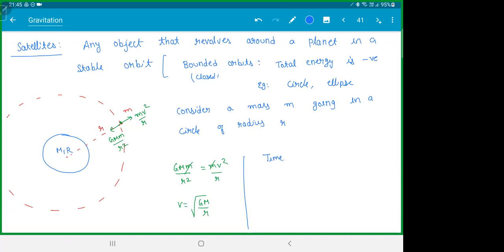The time period is nothing but the circumference 2 pi r by v. This is nothing but 2 pi r by root GM by r. This will be r to the power of 3 by 2. This is the time period formula for a satellite: 2 pi root over GM, the radius to the power of 3 by 2. R is the distance from the center.